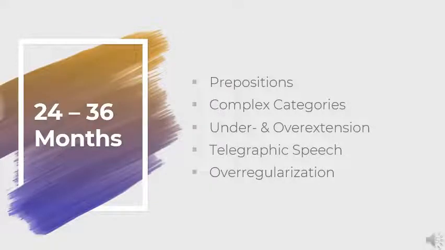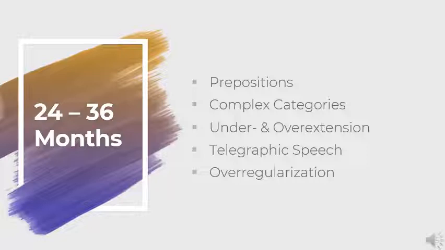Towards the end of toddlerhood, between 24 and 36 months of age, toddlers use prepositions such as under and through. They also understand more complex categories than they did before, such as understanding that a dog belongs to the animal category. There is a continuation of under and overextension and telegraphic speech. It's just a little bit more complex in that they use about 3 or 4 words instead of 2 words in telegraphic speech.